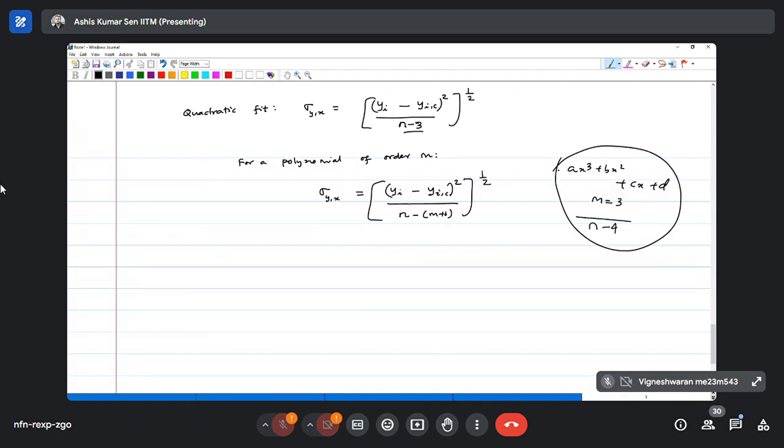Okay. So in general, this is the standard deviation that is computed taking the actual data of y and the computed data from the curve fit. Right, so let us take an example now. Go to the next slide and we take an example.